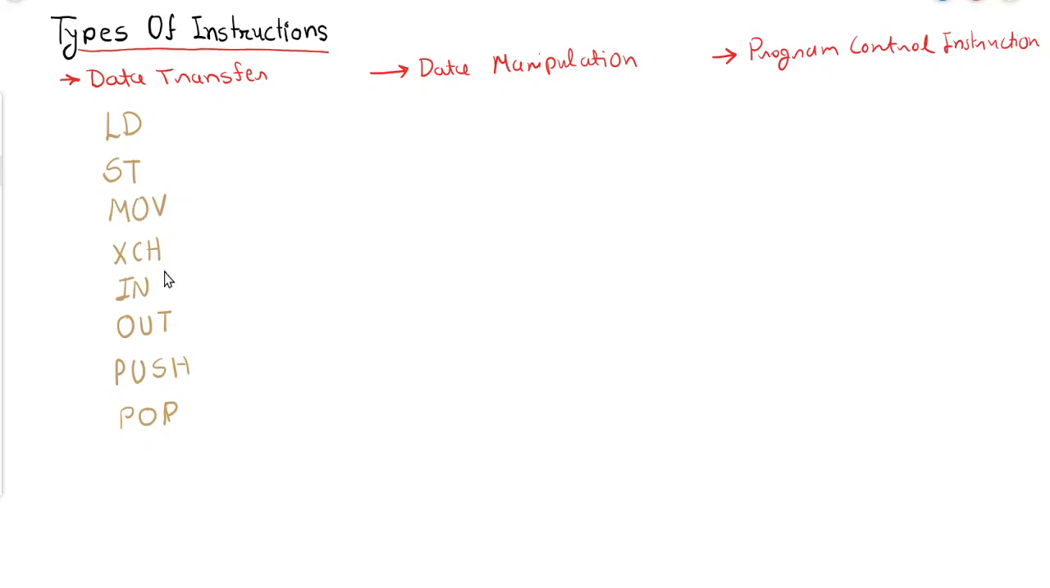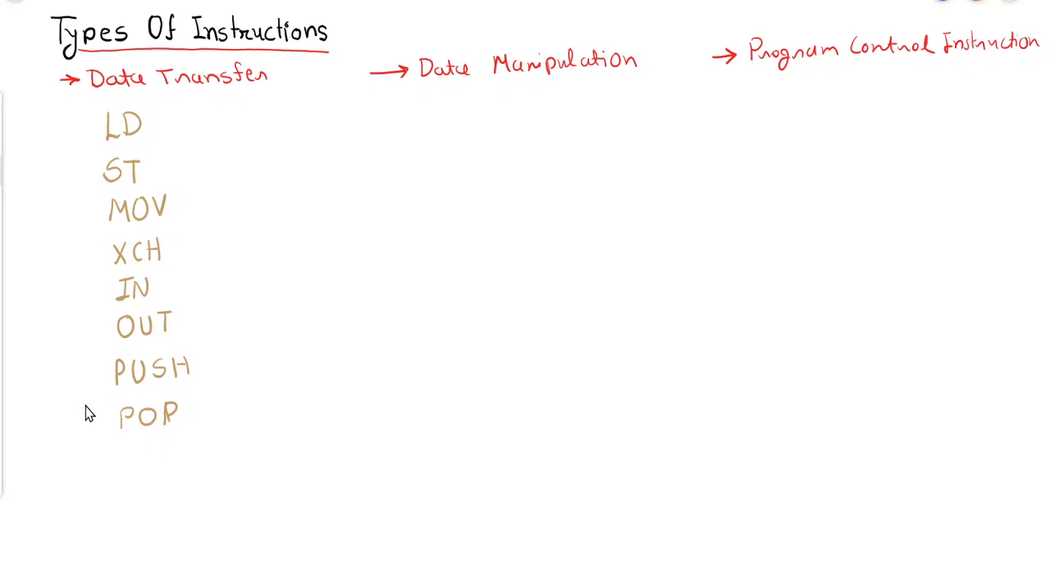Likewise, in and out are both used with the CPU to perform input and output operations, means transferring data, receiving data from an input device and sending data to an output device. And then push and pop, these two operations are used in stack based organization. Whenever we want to add any data to the stack, the push operation will be used, and if we want to remove any data from the stack, then the pop operation will be done.